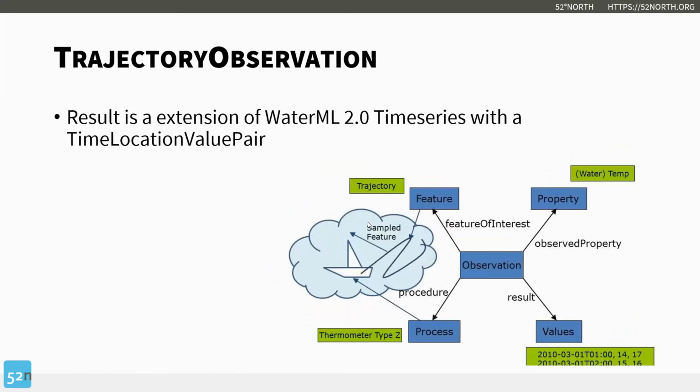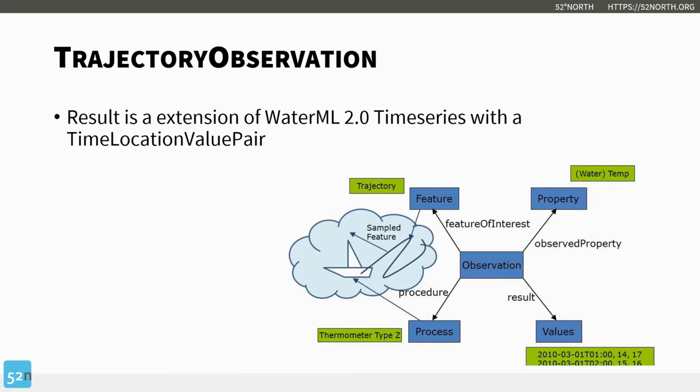Trajectory, that's another option. So you have a ship crossing the ocean and measuring the water temperature. And here, again, we have our ship as a procedure with a different measurement device. And our result here would be even a bit more complex. It would consist of pairs of time, location, and value. So that's perhaps the most complex thing foreseen by Inspire here.